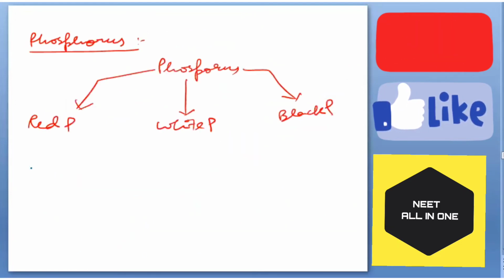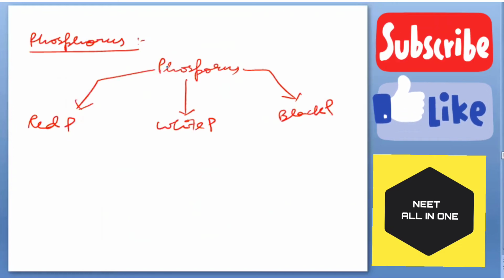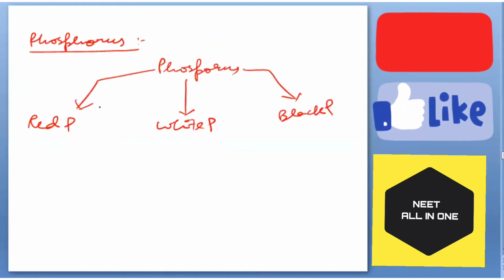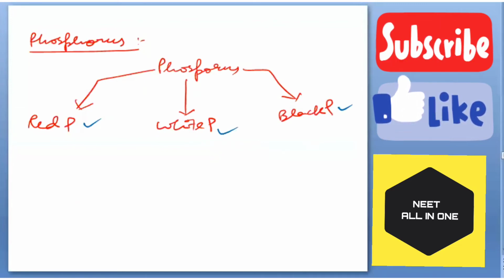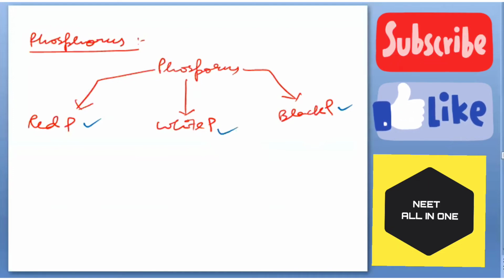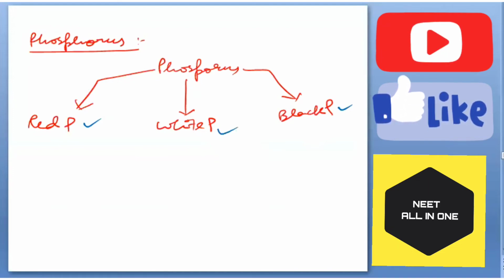Okay. Next is our phosphorus. Now phosphorus can be of 3 types: red phosphorus, white phosphorus, and black phosphorus. Among these 3, only red and white phosphorus are important.